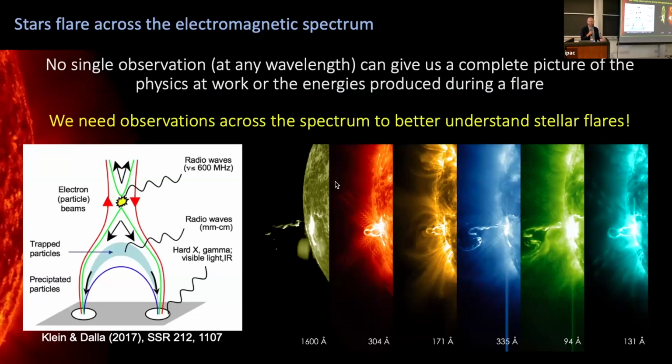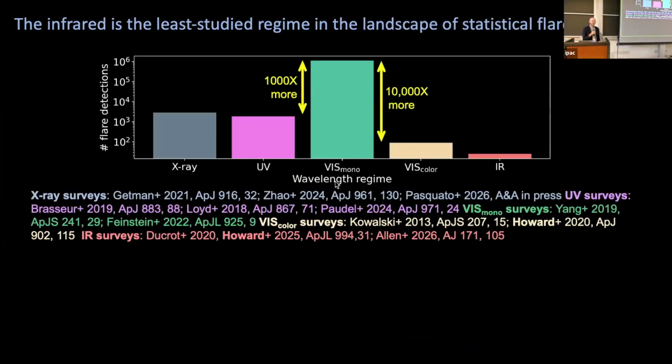The point of all of this is that we need multi-wavelength observations or observations across the electromagnetic spectrum in order to better understand stellar flares. This is a problem right now for the infrared because the infrared is the least studied regime in statistical flare surveys. So here I've assembled a list of all of the large stellar flare surveys as a function of wavelength, and you can see the IR over here has some catching up to do.